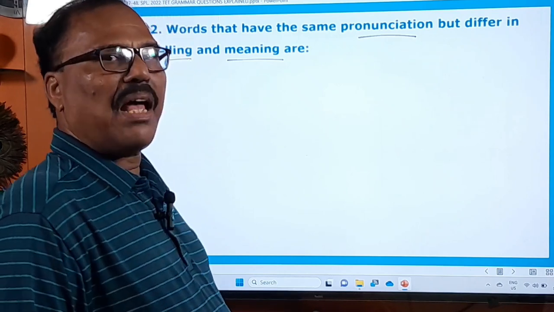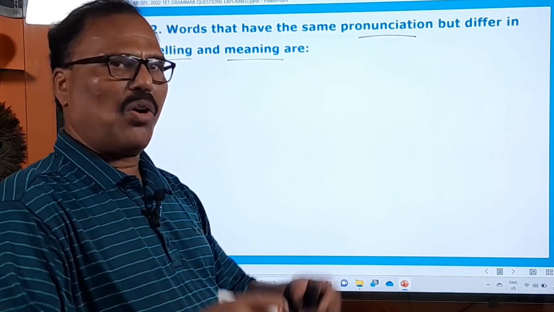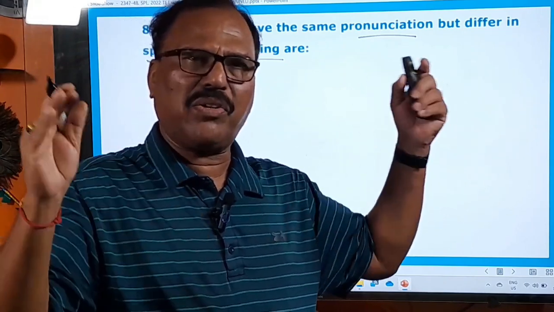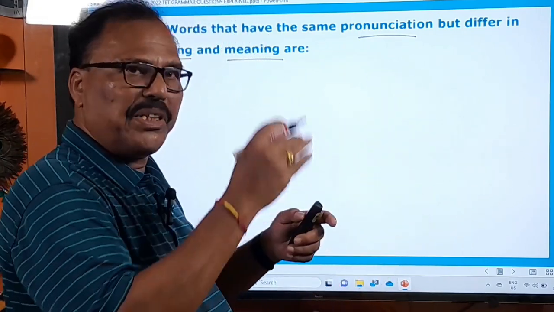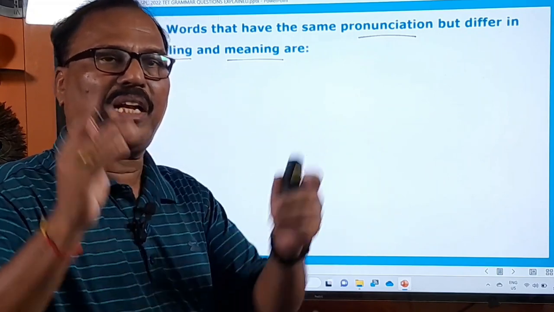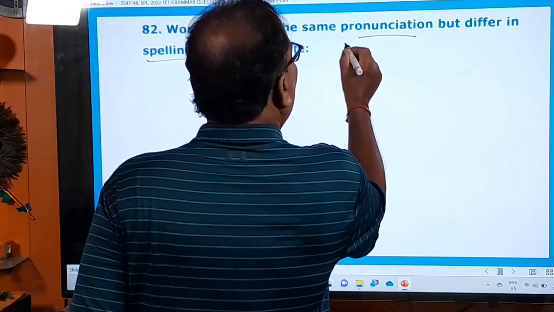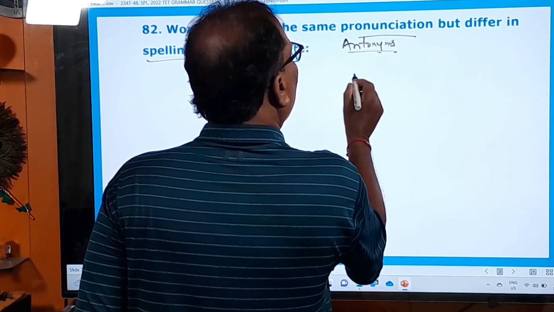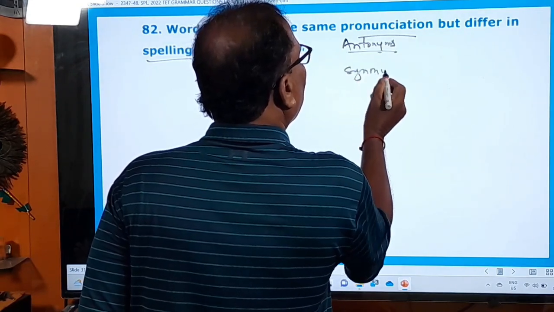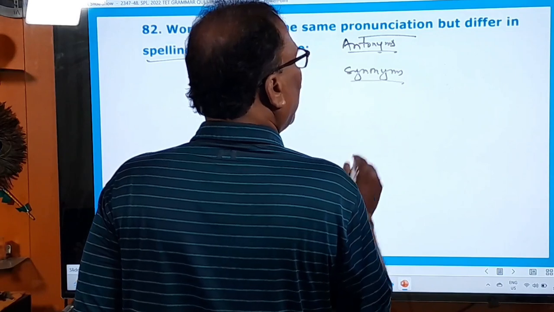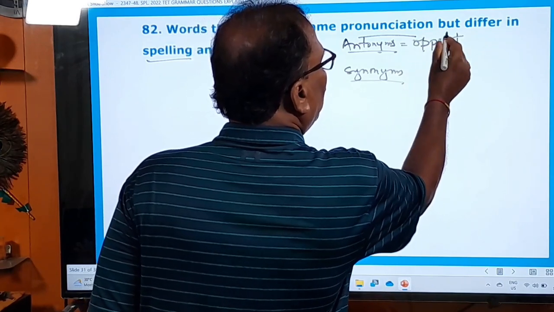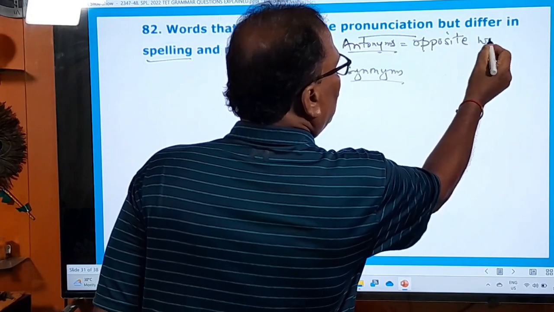There are as many as 5 kinds of words. Broadly speaking, there are 2 kinds of words: structure words and content words. But from another angle, there are 5 kinds of words. What are they? Antonyms, synonyms. Antonyms, as you know very well, means opposite words.